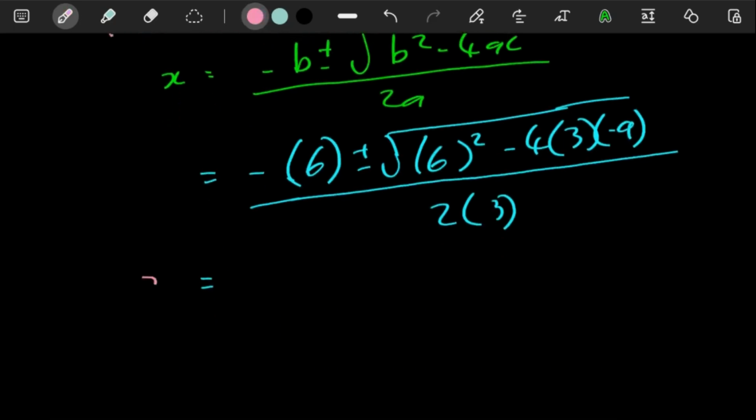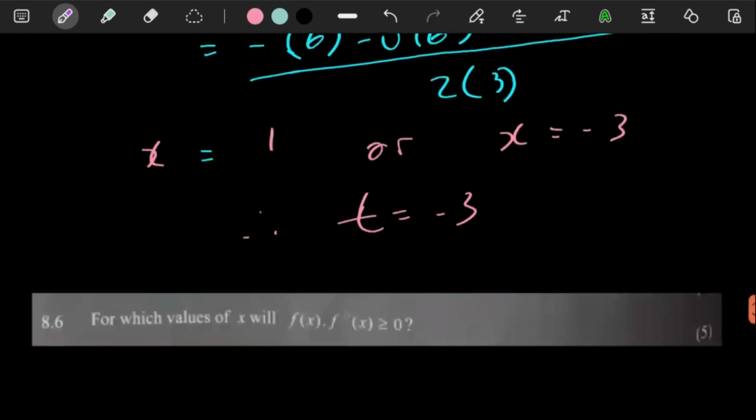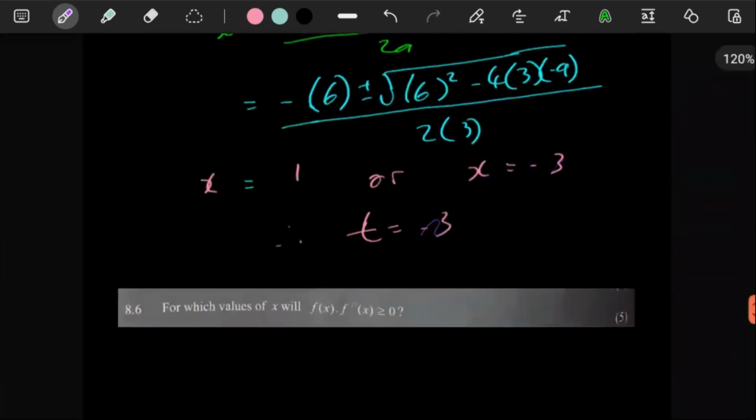what are we getting? X is equal to 1 or X is equal to negative 3. Therefore, T is negative 3 because the 1 is already accounted for. So the other one definitely has to be the value of T. Because you have to choose which one is T.